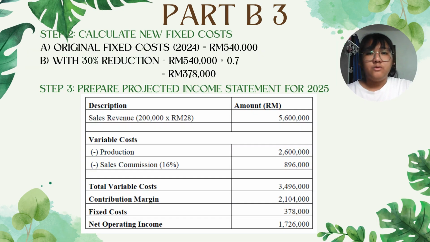And step 2, we will calculate the new fixed cost, where the original fixed cost during 2024 is 540,000 ringgit. But there are some reduction with 30%, which becomes 378,000 ringgit. And step 3, we will prepare the project income statement for 2025. The table below is the income statement of the scenario 3 during 2025.